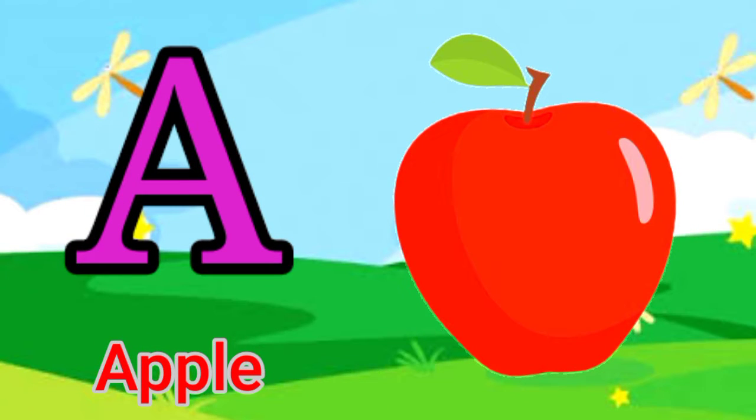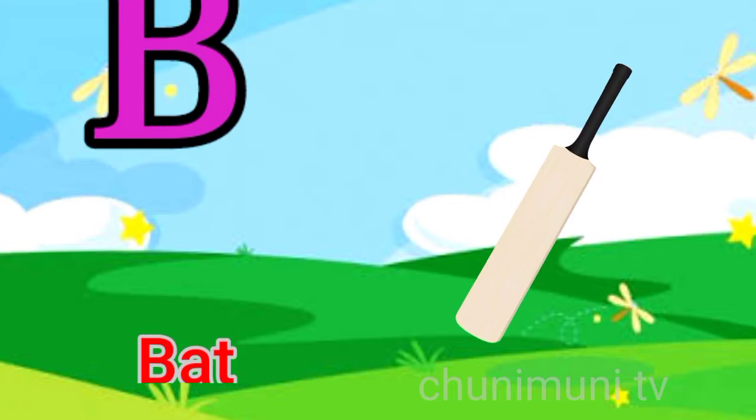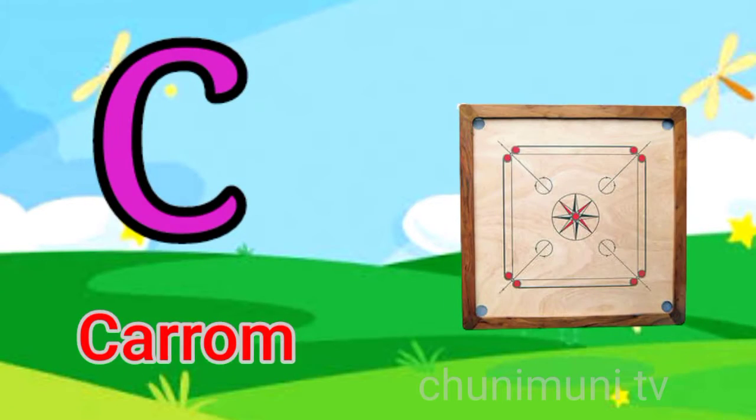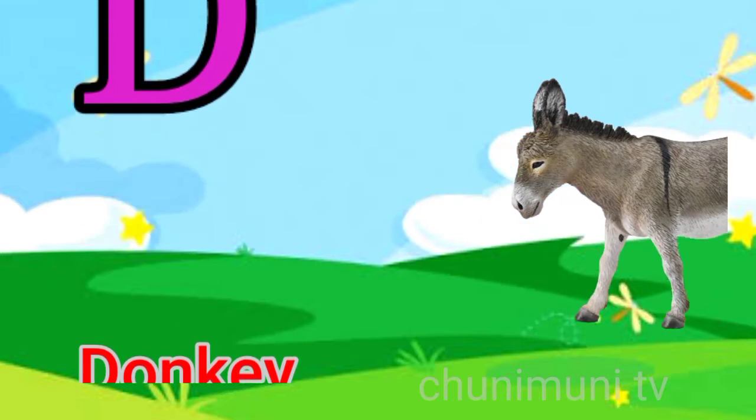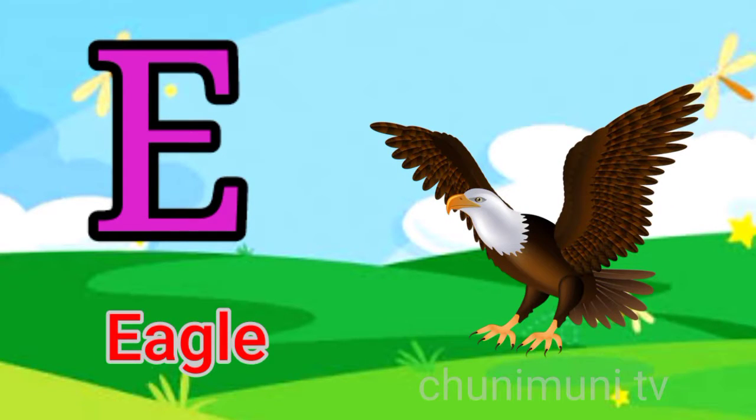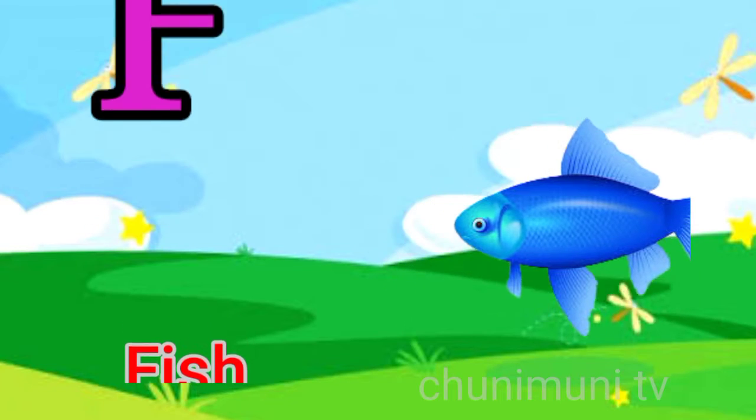A for apple. B for bat. C for carom. D for donkey. E for eagle. F for fish.